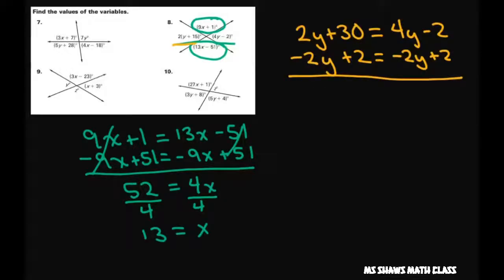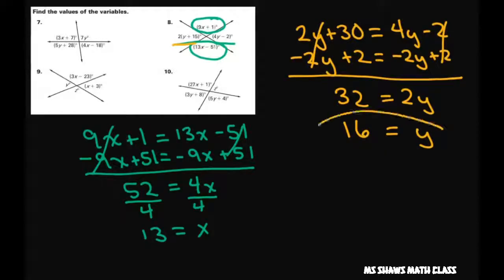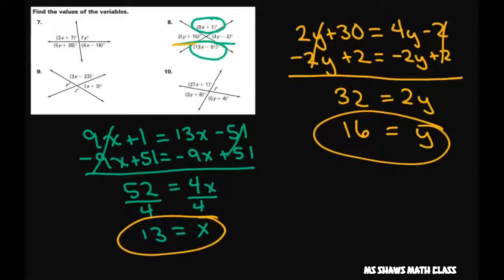So this will cancel here. You get 32 equals 2y. So clearly y is 16 because 2 times 16 is 32. Okay, the number 9.